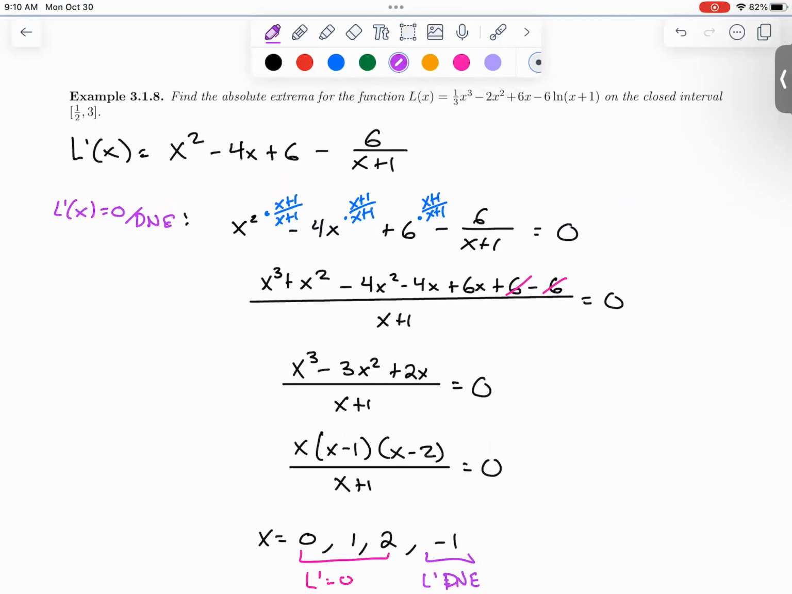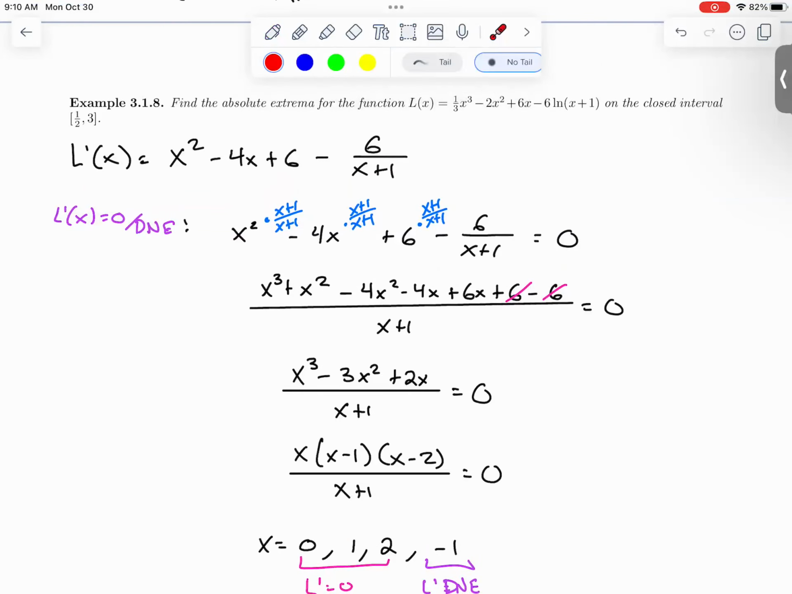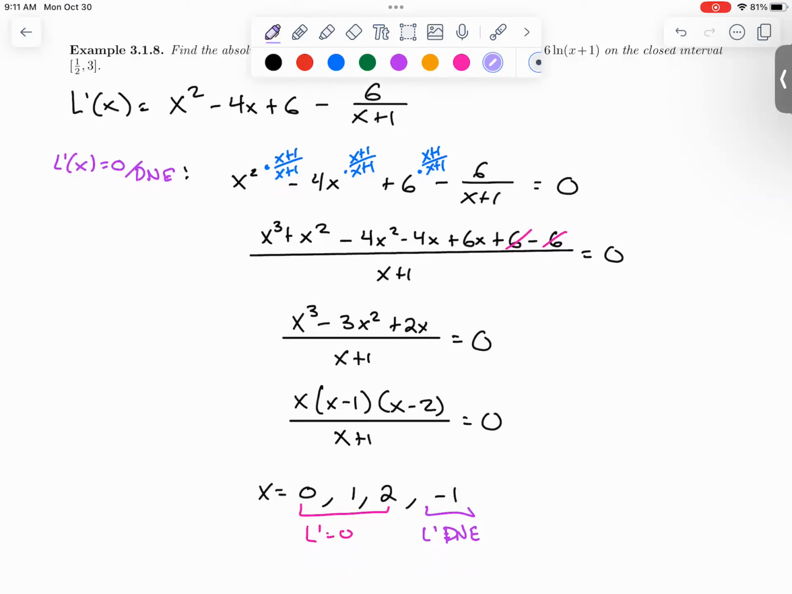And granted, you can't see the function just yet. But notice, -1 cubed, fine. 2 times -1 squared, fine. 6 times -1, fine. But then 6 ln of -1 plus 1, that's natural log of 0, which doesn't exist. So that's out. So L of -1 does not exist. So x equals -1 is not a CV. It's rather an SCV, a semi-critical value, because the function doesn't exist there.